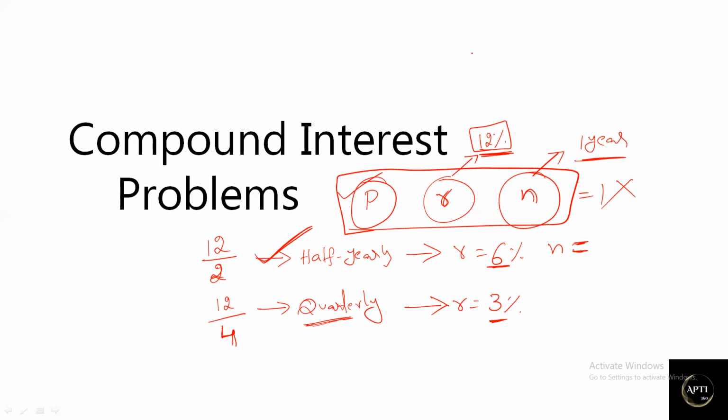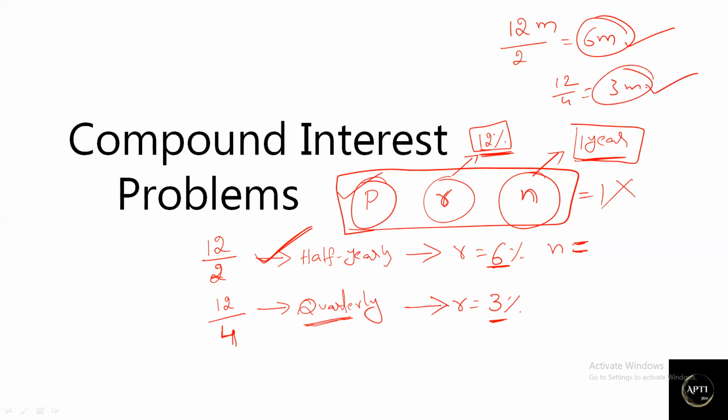What you need to understand is that 1 year has 12 months, correct? Now half yearly means 12 by 2. What is 12 by 2? 6 months. In 1 year, how many halves are present? Always remember, half yearly means 6 months. Similarly, quarterly means 12 by 4. What is 12 by 4? 3 months. So always remember, in terms of number of months, half yearly means 6 months and quarterly means 3 months.